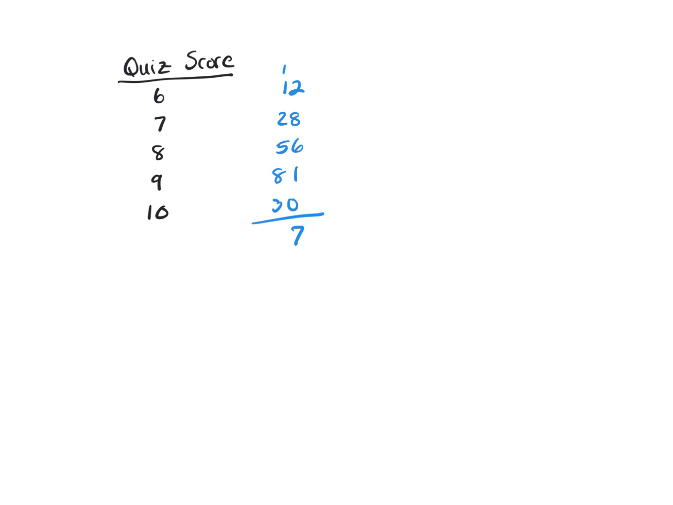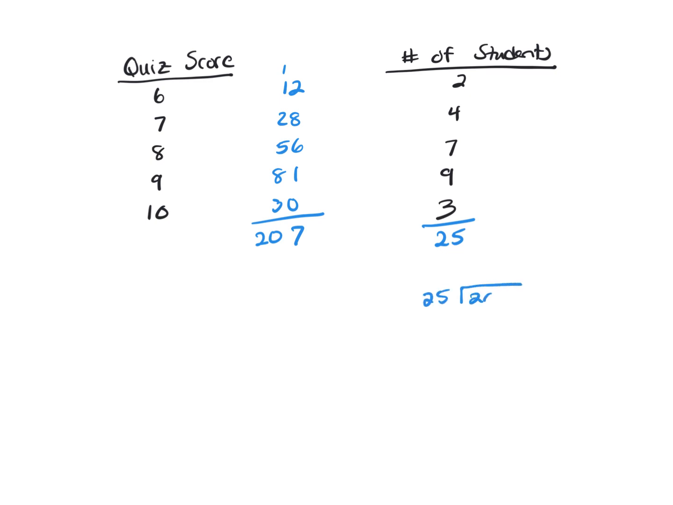So what I did was I added those numbers together and got 207. And then the numbers of students, add those numbers together and you get 25. And then to figure out which of the following is the closest average, divide 25 into 207.